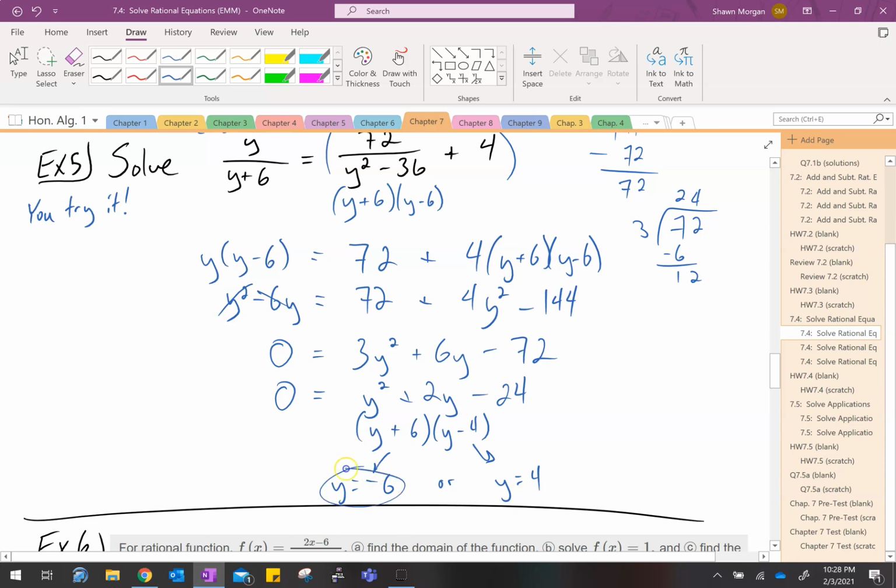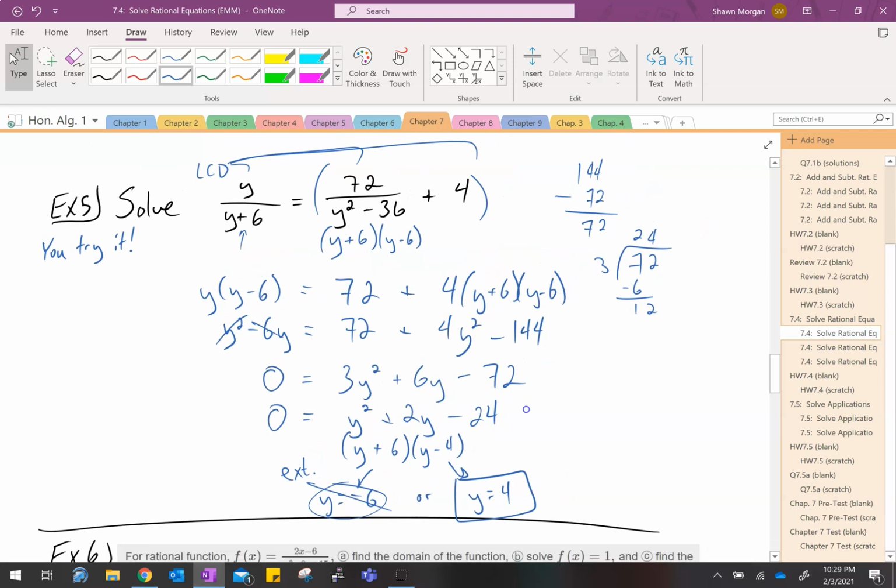And hopefully you notice that that one right there is extraneous, because if I plugged that back into the original problem, let's say in this first denominator right there, it would make that denominator 0 and therefore it would throw the whole thing off. So y equals 4 is my only answer for this problem. Hopefully you got that as a result.